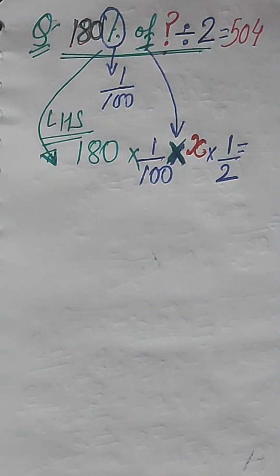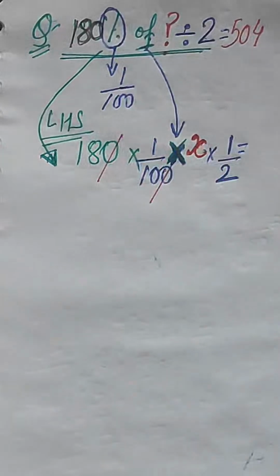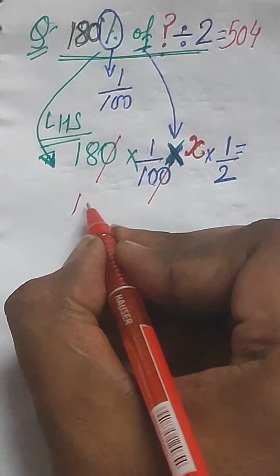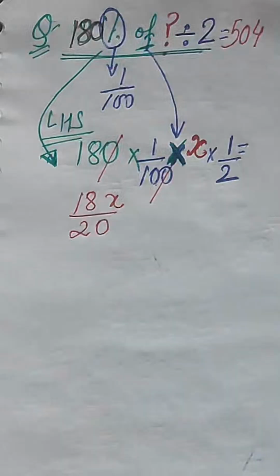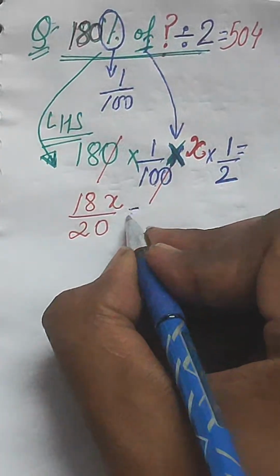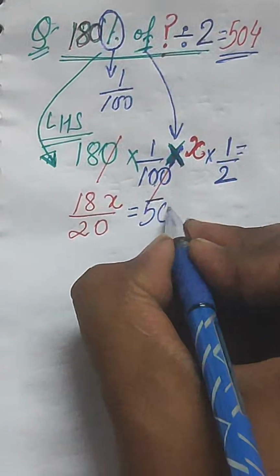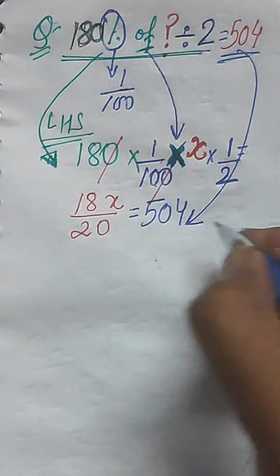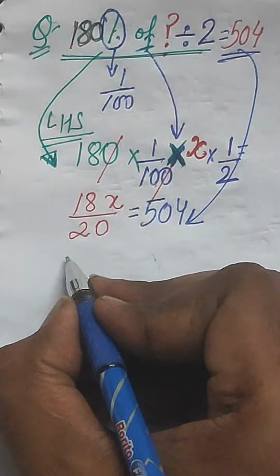We'll compare it with the RHS later on. First of all, solve this. Here you can see the 0 and 0 will be cancelled out. Now 2 into 10, 20. So 18x by 20 is your LHS, and this will be equal to the RHS, that is 504.